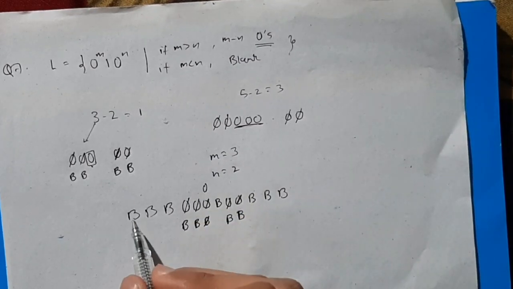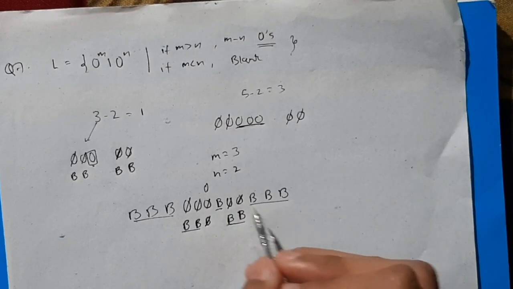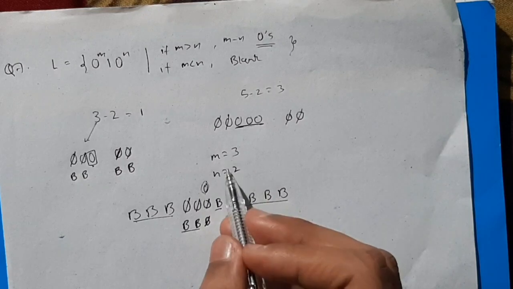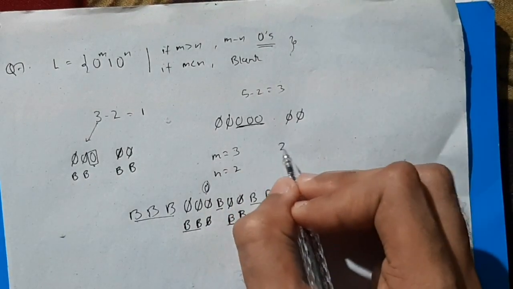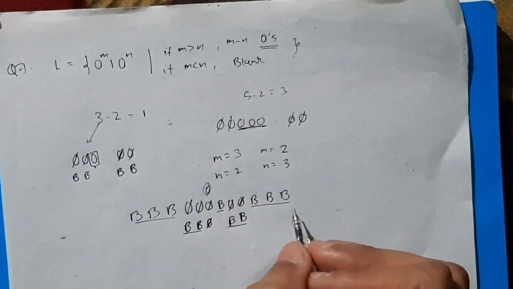So as you can observe, we have b's here, 2 b's, here 1 b, here 2 b's, and here 3 b's. So in between we have just 1 0. So that is the final answer, 3 minus 2. Suppose that instead of 3 minus 2 I had written 2 minus 3. M is equal to 2 and n is equal to 3.